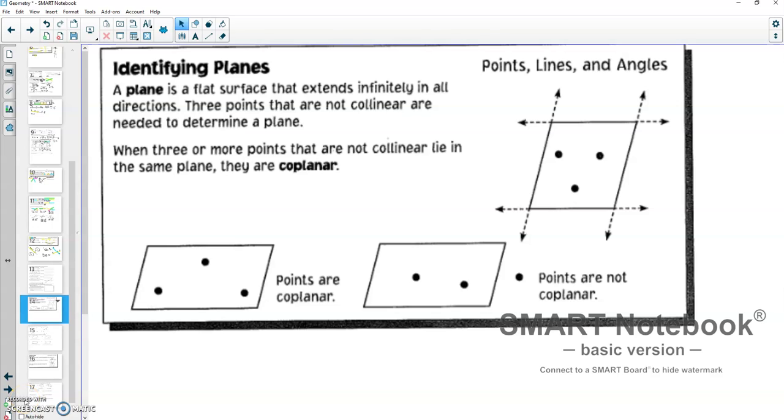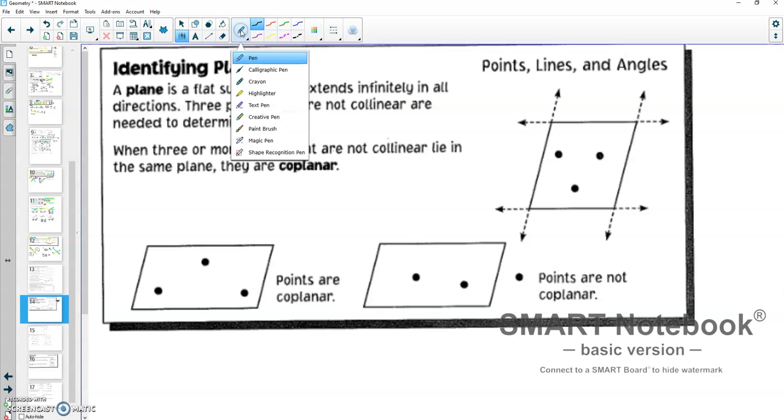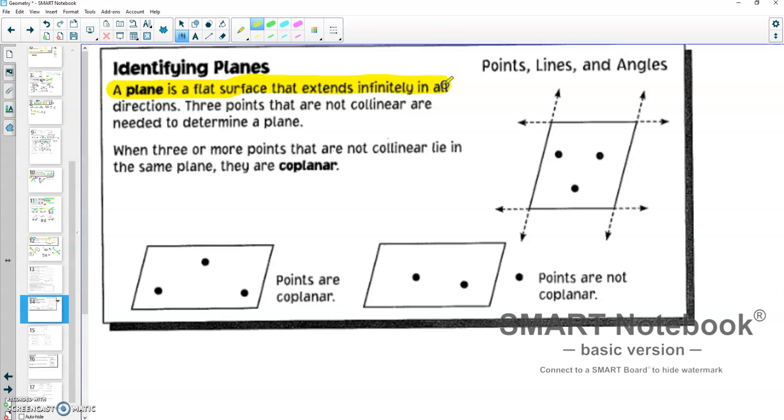Today we're going to learn two things, planes and coplanar points. And we're going to use some of the things we learned yesterday for today. So first, it says identifying planes. A plane is a flat surface that extends infinitely in all directions.